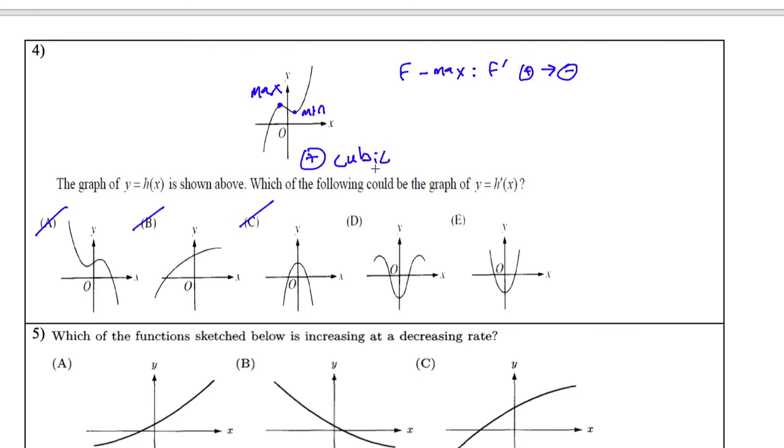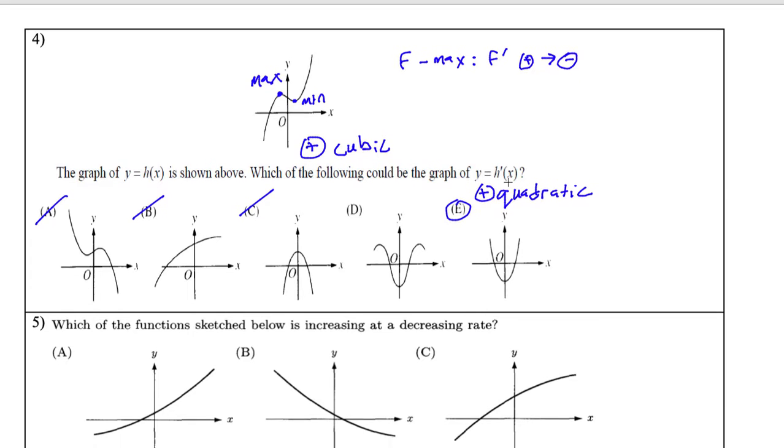Cubic. And if I take the derivative, I should have a positive quadratic. Correct answer is E, not D, because that is not quadratic. That almost looks like a sine wave to me, or maybe some sort of quartic function. It needs to be quadratic though, so the correct answer is E. We're doing good so far.